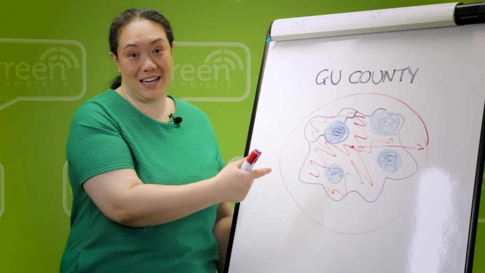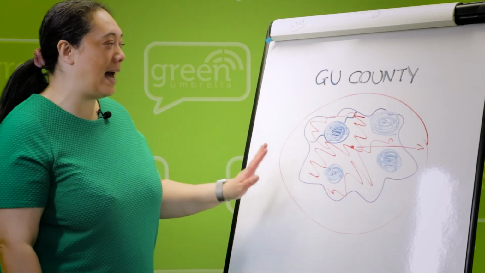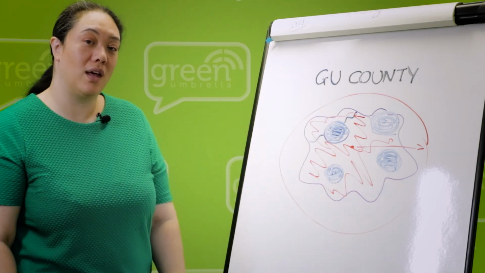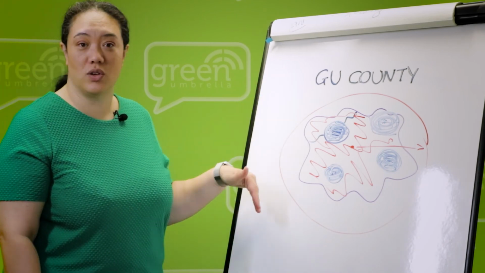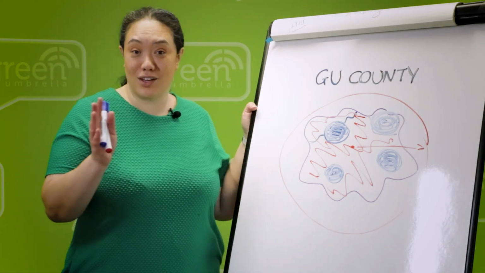So, excuse the crazy drawing. I am kind of famous for my whiteboard drawings, and I think it's quite interesting that GU County almost looks like a pizza. So forget the content for a minute.